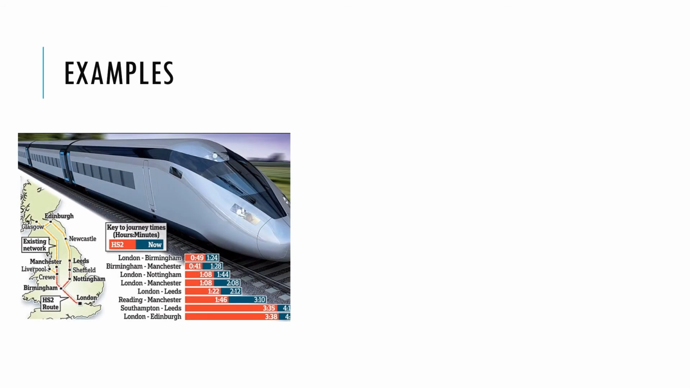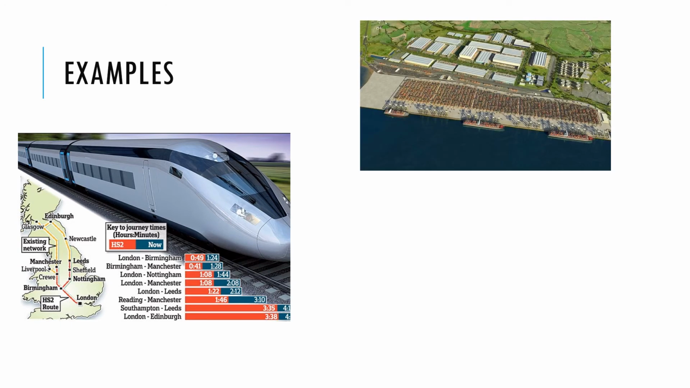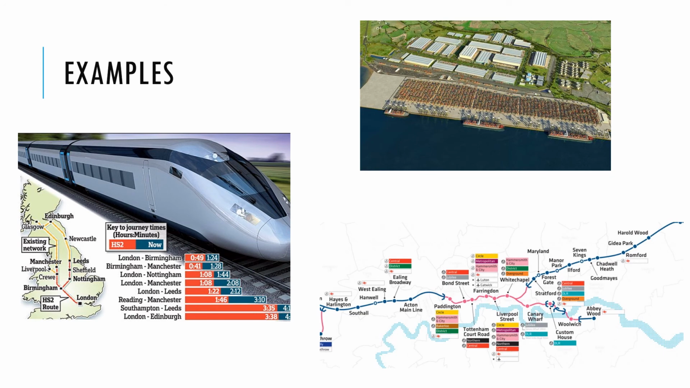So some examples of supply-side policies. High-speed rail 2 would be an example of an interventionist infrastructure policy. So with the Thames Gateway, a large-scale port in southeast of England, and also Crossrail, which is currently being built connecting west to east in the southeast. This would be interventionist infrastructure projects. Businesses could take advantage of this, and the potential output of the economy could grow. AS would shift to the right.